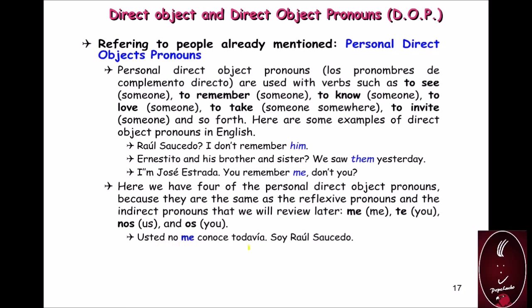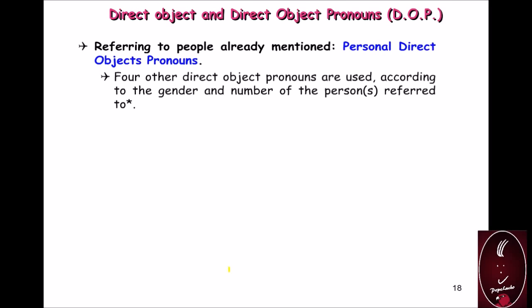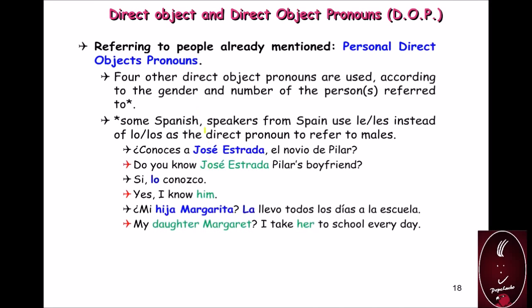Usted no me conoce todavía, soy Raúl Saucedo. You don't know me yet, I am Raúl Saucedo. And te quiero mucho, I love you a lot. Those 4 direct object pronouns are used according to the gender and number of the persons referred to. Some Spanish speakers from Spain use le or les instead of lo or los as direct object pronouns only when referring to the masculine form.